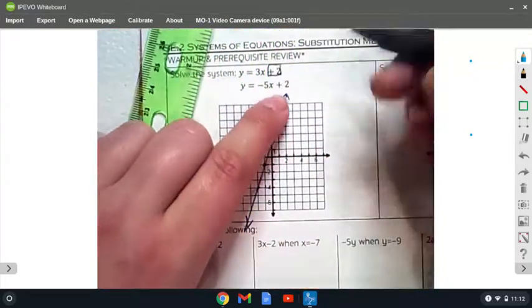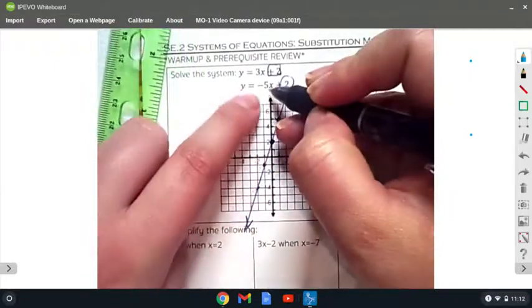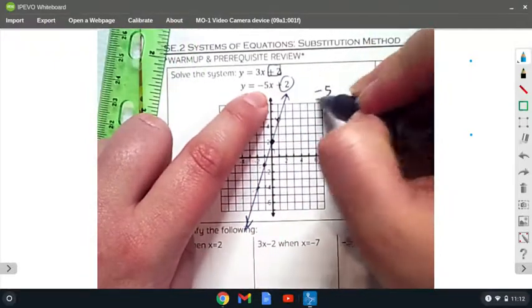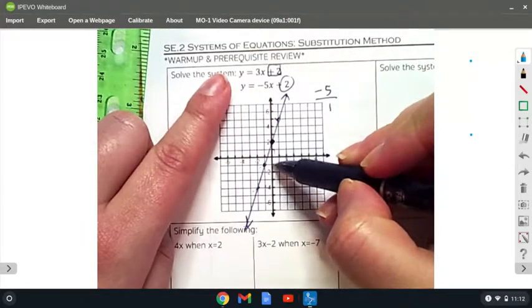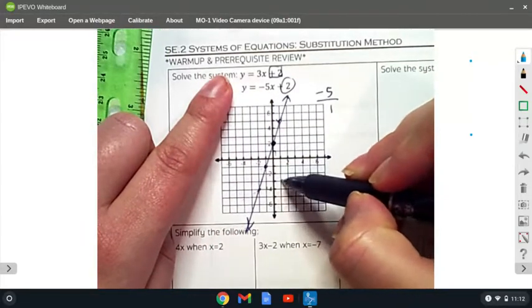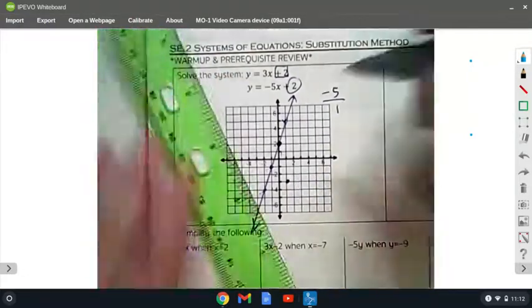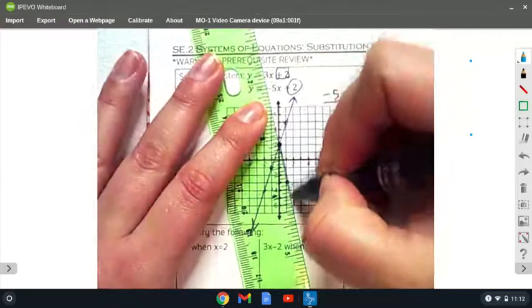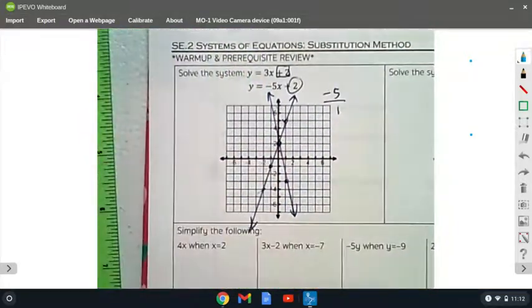My next one, I'm going to start at the y-intercept. It's also 2. My slope is -5, so that means I have -5 over 1 for my rise over run. So I'm going down 5, right 1. Okay. And I'm going to connect those points. They actually intersect the two lines right at that y-intercept because they both started at 2.